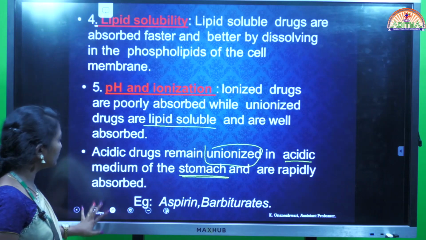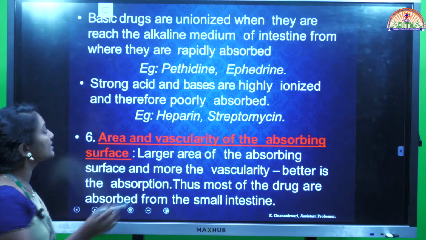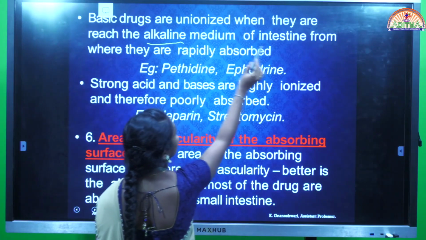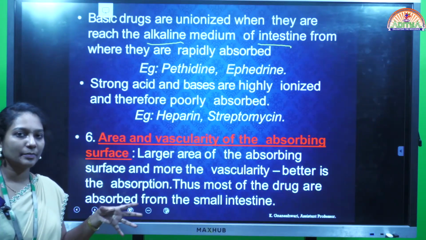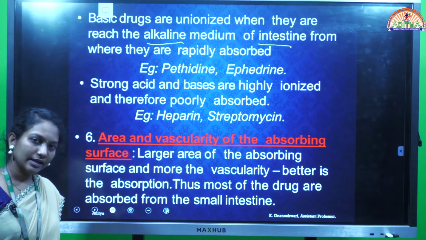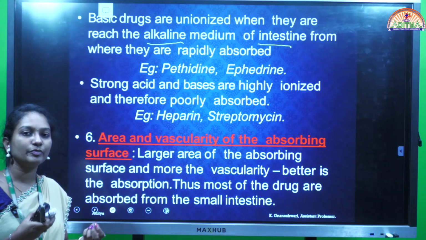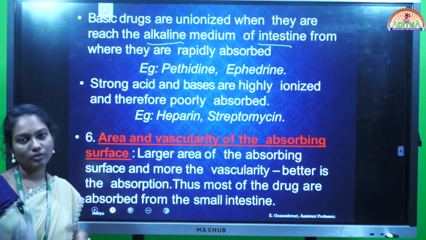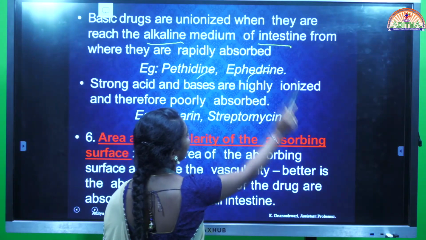And next, coming to the basic drugs. Most of the basic drugs remain unionized within the alkaline medium, that is, the intestine. Within the intestine, most of the basic drugs remain unionized, and being unionized means there is a chance of absorption, that is, the rate of absorption will be faster. The examples here could be pethidine and ephedrine.